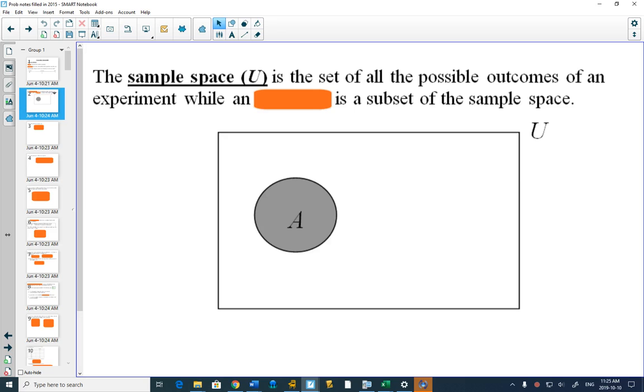Sample space is a set of all possible outcomes of an experiment, while an event is a subset of the sample space. Okay? So we could take this class, and all of you would be the sample space.